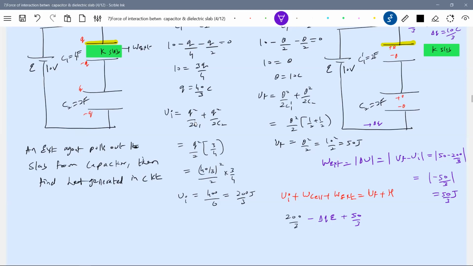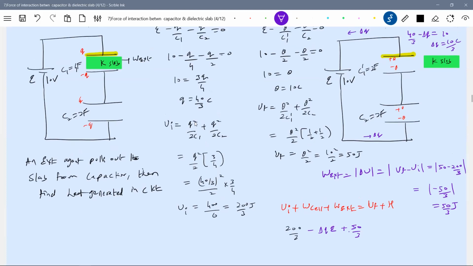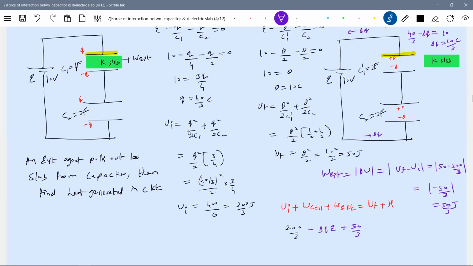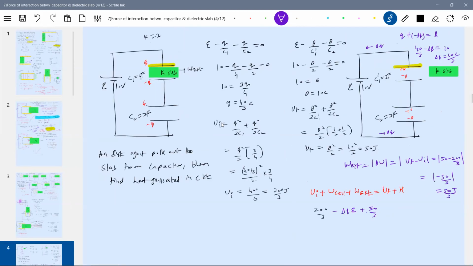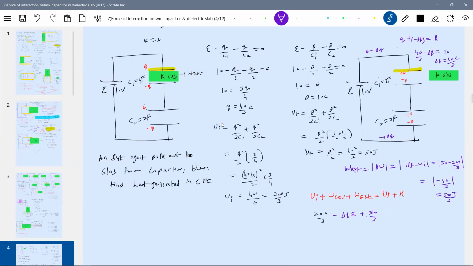Sir, it should be negative. You took mod, so better you substitute the negative sign. How to justify? Will you give priority for maths, or is there some physics which has to be taken care of? See, when I'm pulling this slab out, the force will act towards the left, and the capacitor will exert a force. I should overcome that force, so I should spend my energy.